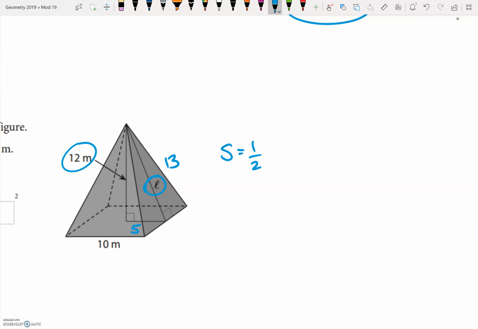we could say our surface area is 1/2 of our perimeter, being 4 times 10, times the slant height, 13, and then the area of the base, which is 10 squared. So 4 cut in half is 2, 10 times 13 is 130, 130 times 2 is 260. Plus 10 squared is 100, giving us 360 meters squared.